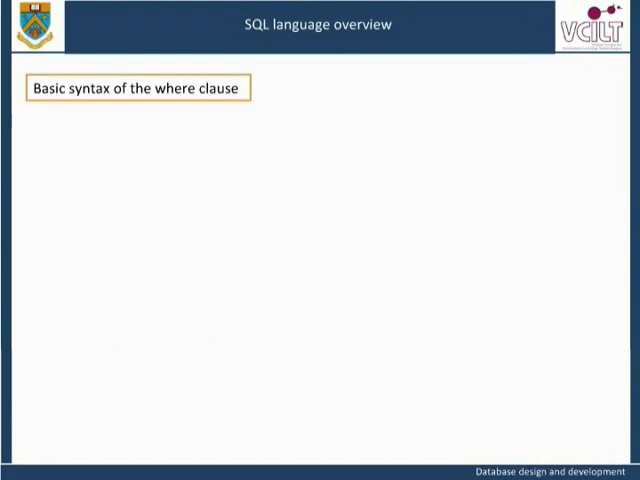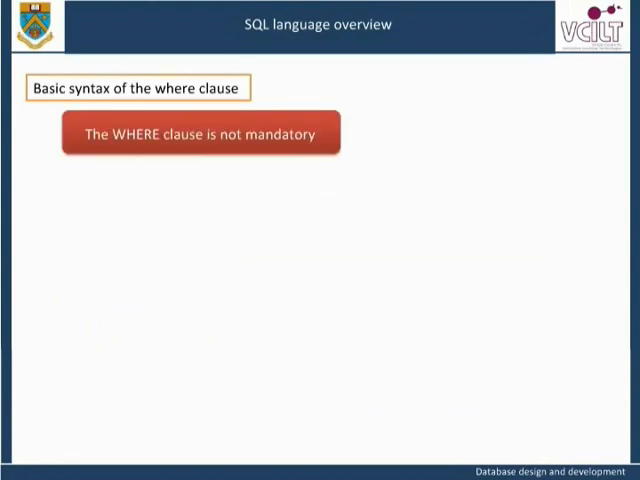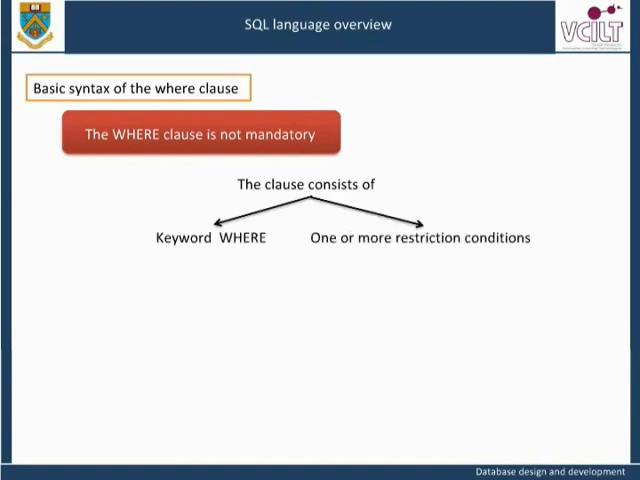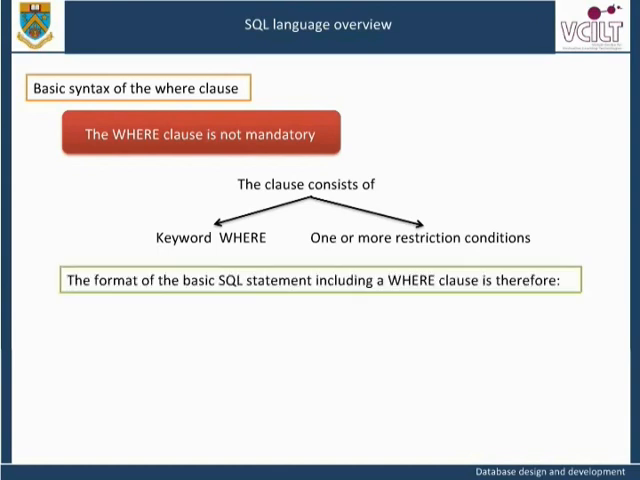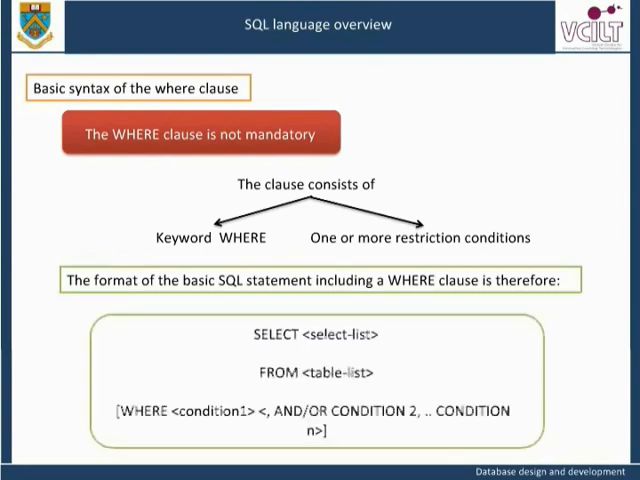Basic syntax of the WHERE clause. The WHERE clause is not mandatory, but when it is used, it must appear following the table list in an SQL statement. The clause consists of the keyword WHERE, followed by one or more restriction conditions, each of which are separated from one another using the keywords AND, OR. The format of the basic SQL statement, including a WHERE clause, is therefore select list from table list where condition 1 and/or condition 2, condition n.